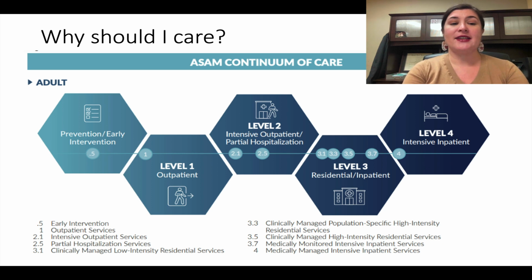0.5 is prevention or early intervention. Level 1 is outpatient. Level 2 is intensive outpatient or partial hospitalization. Level 3 is residential or inpatient. And level 4 is intensive inpatient or hospitalization. There are several in between that, which we can talk about soon.